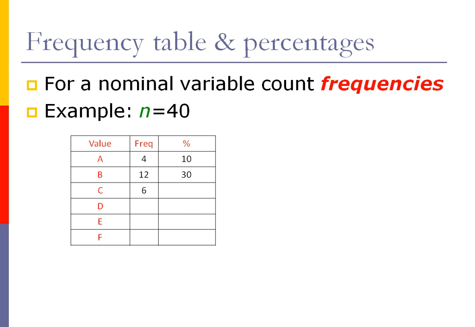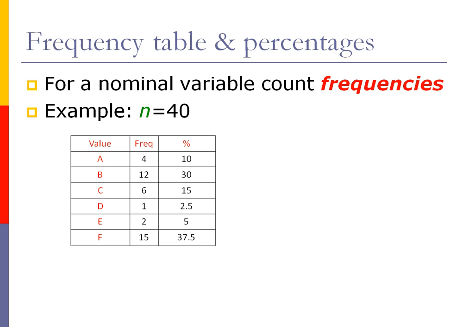The value C, let's say, has been observed 6 times. So the percentage there is 15. D is 1 for a percentage of 2.5, and so on for the other ones. So what we have constructed here is a frequency table. It's a table that shows us for each value of the variable how many times it was observed in the sample and what percentage of the whole sample that value was observed in.